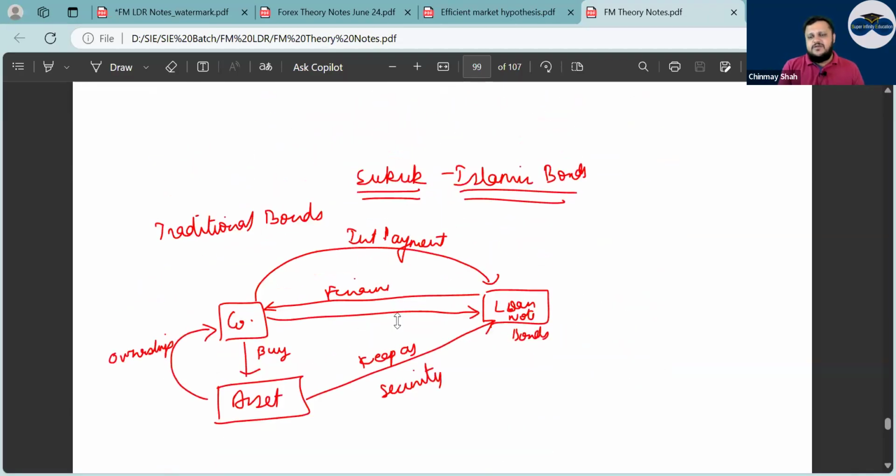Sukuk is an Islamic bond. An Islamic bond is very interesting. Why is it interesting? Tell me. Normally, what are traditional bonds? The company raises funds against the asset. The company is the owner of the asset. The loan note holders will receive interest, correct? And the asset is kept as security. If something happens, the loan note holder can sell the asset, obviously through the company, and get the money.